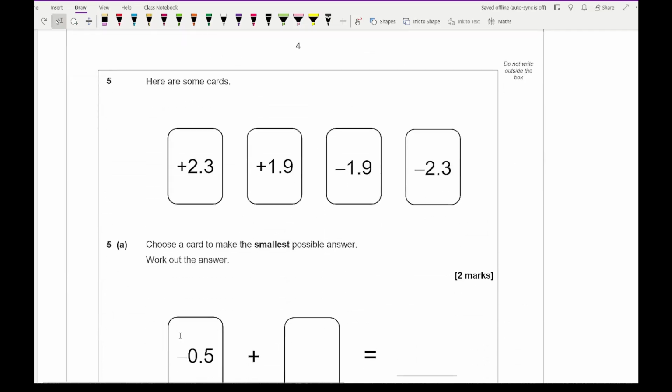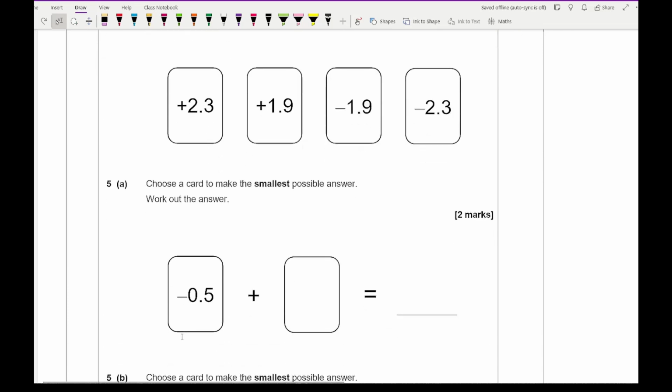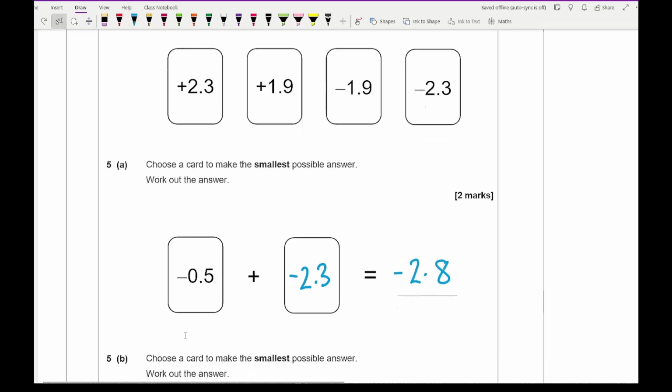Question 5 says here are some cards, and it says choose a card to make the smallest possible answer. So here we've got a choice of some negatives and positive numbers and 2.3 and 1.9. So the correct answer you should have written here is going to be minus 2.3. And if I do that calculation, I get an answer of minus 2.8. And the reason for that is because a plus and a minus become a minus. So then we are subtracting.